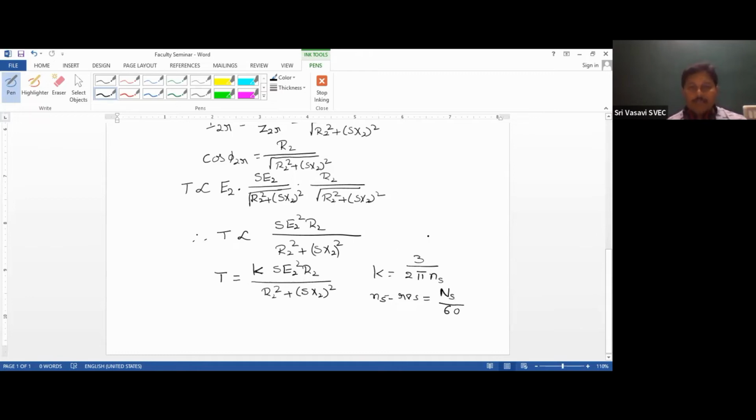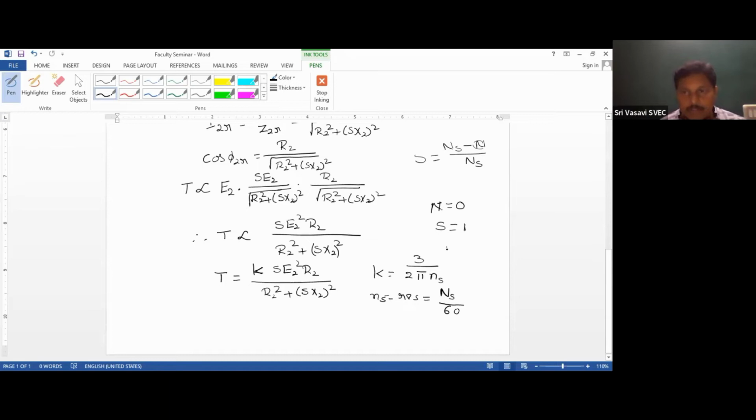At the time of starting, n equals 0 and s equals 1. We already know that s equals ns minus n by ns. Put n equal to 0 in this equation, so s equals ns by ns, so s equals 1. So at the time of starting, the rotor speed is 0 and slip equals 1.